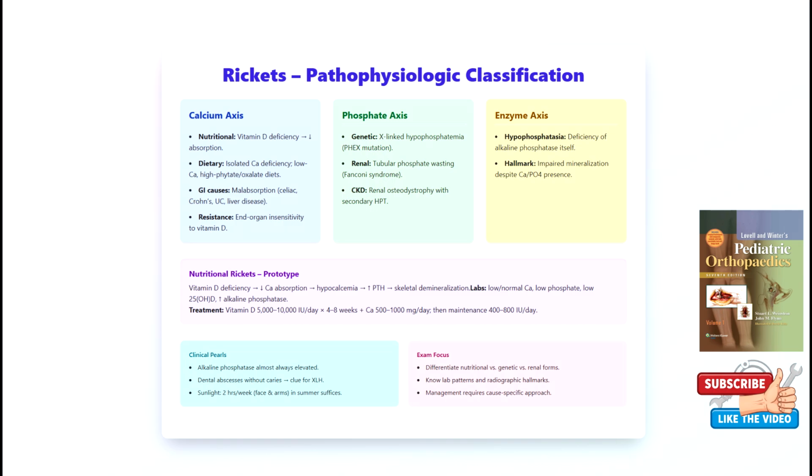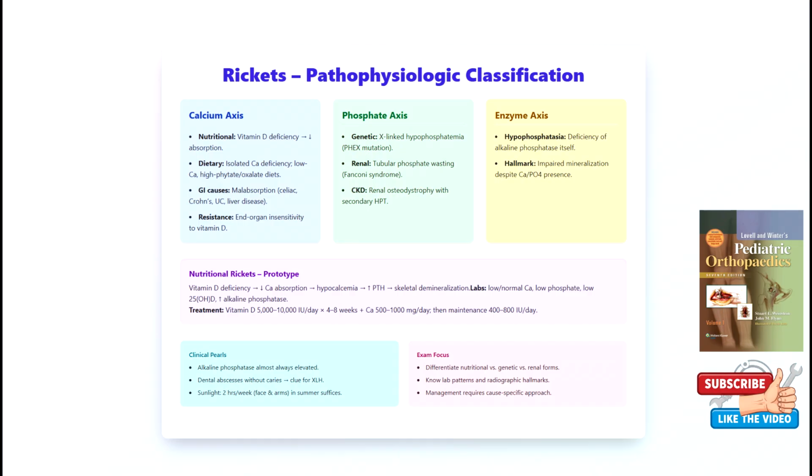Clinically, these children present between 3 and 18 months of age, often with delayed milestones, hypocalcemic seizures in infancy, and the classic skeletal deformities that we reviewed earlier. Laboratory findings include low or normal serum calcium, low phosphate, low serum 25-hydroxyvitamin D, and high alkaline phosphatase. One useful point for your exams: alkaline phosphatase is almost always elevated in rickets, but it normalizes once therapy is successful.